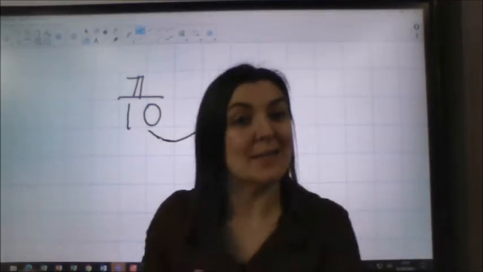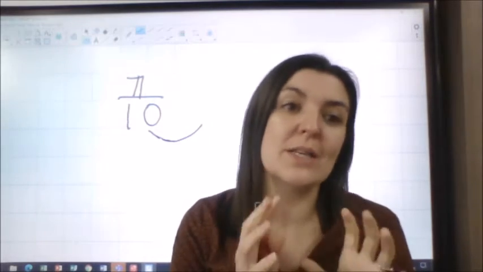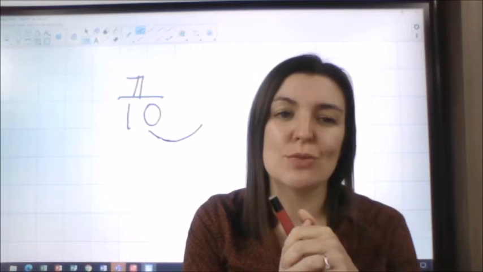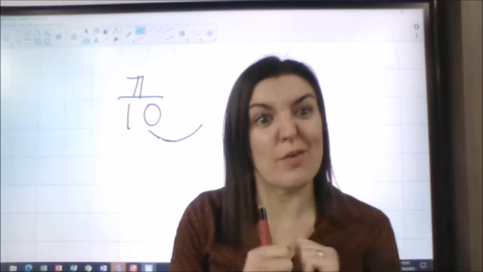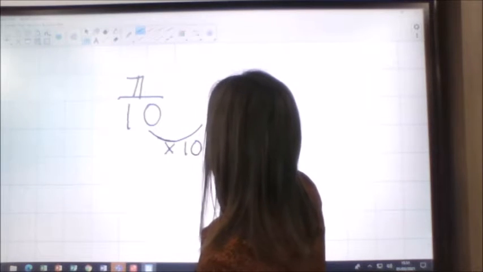So have a think. You might say it out loud, if somebody is sat with you, or out loud to yourself. What would I multiply 10 by to get 100? Think about your times tables. So we should have remembered that 10 multiplied by 10 is 100.